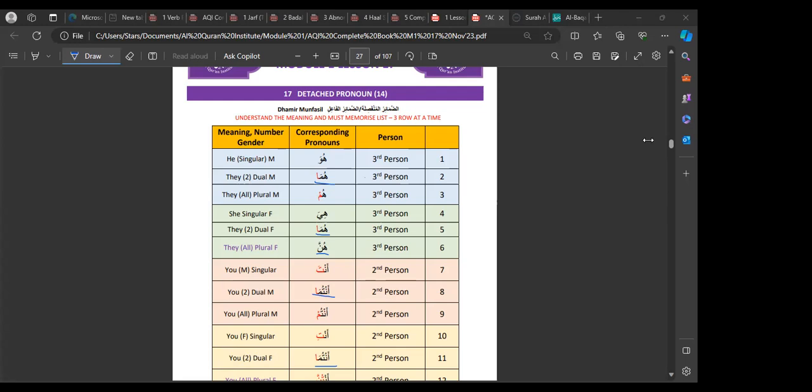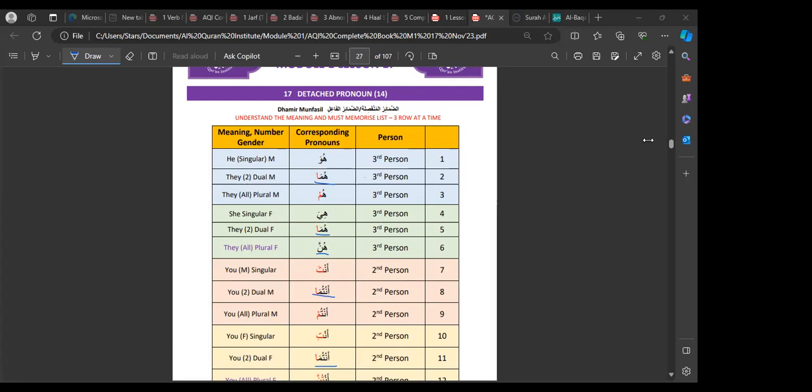Is it antum or antunna if there are two males and one female? So there are rules for if there's mixed, and usually the masculine takes precedence. So if there's mixed, you would never use the female version. But if it's all females, then you use the female version.